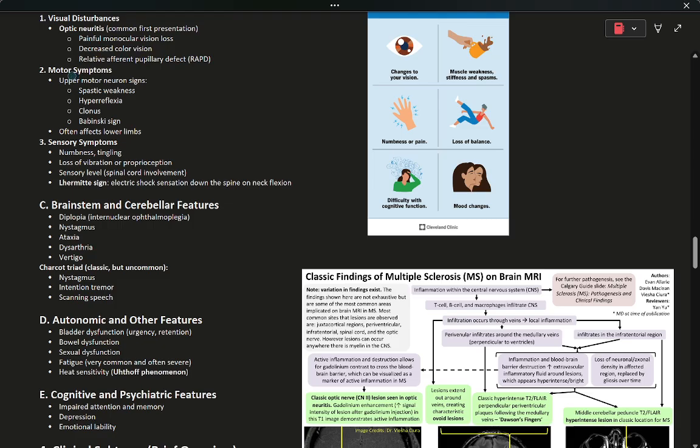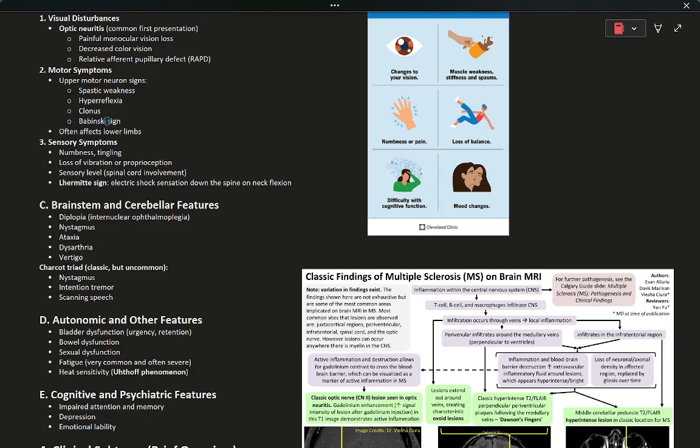We also have motor symptoms like upper motor neuron signs. So classically speaking, upper motor neuron signs include spastic weakness or muscle spasticity, hyperreflexia, clonus, and then Babinski sign.